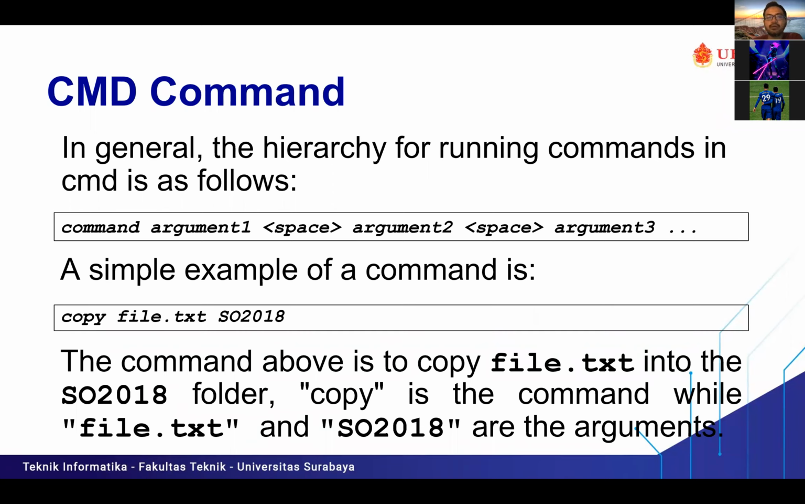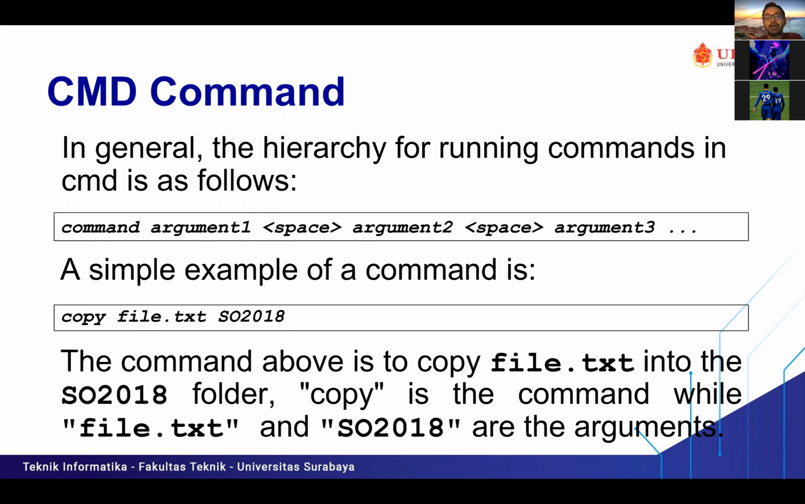CMD command in general, the hierarchy for running commands in CMD is as follows: command, space, argument 1, space, argument 2, space, argument 3. So when you want to give a command to your computer by using the CLI, by using the CMD, this is the hierarchy for running commands. The first word is a command. Then the second word is argument 1, and the third word is argument 2, and so on and so on. It depends on the type of command that we want to run in CMD.